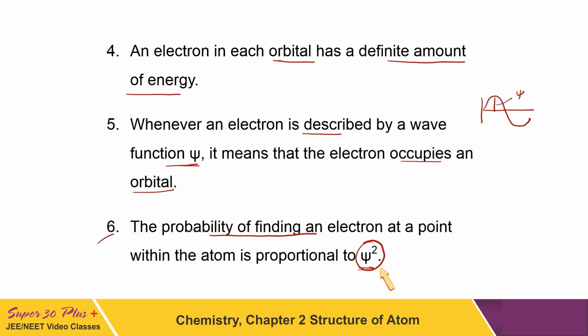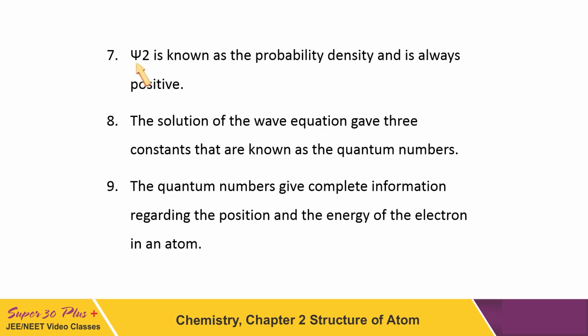So what is the probability? What are the percentage chances of finding electron in any species? That is called the probability density. So this psi square is called the probability density, and it is always positive. It can never be negative. The maximum value of psi square is for orbitals, and the minimum value is 0 for nodes.